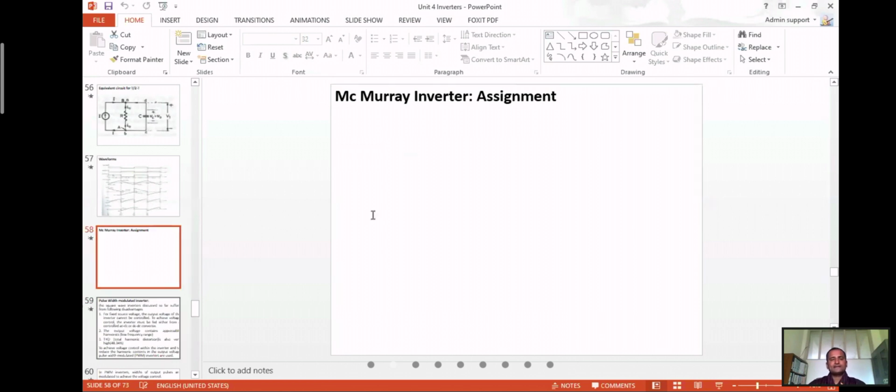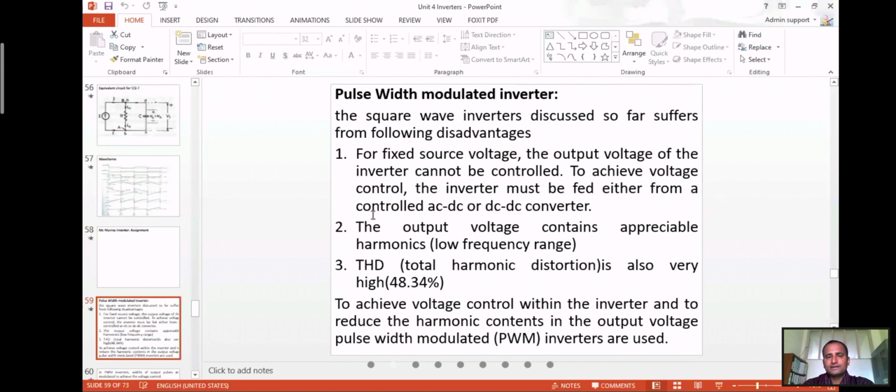Now next we'll see the pulse width modulation inverter. Why do we require it? Because we have seen different types of inverters, but there are drawbacks. Whatever we have seen till now are square wave inverters, and there are certain disadvantages of square wave inverters. So just to overcome this, we need to look at these disadvantages.